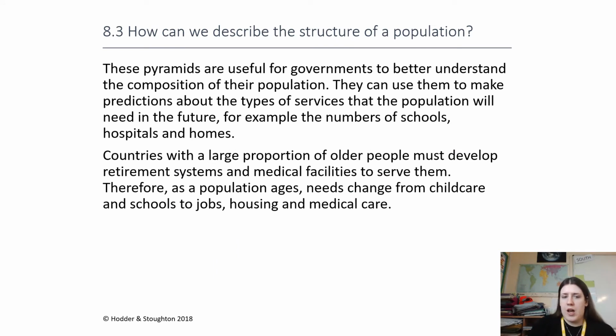So pause here to read this. Okay, so now you've read that, it's just giving you a bit of an idea. If you've got a large proportion of older people, it means you have to have more retirement homes, care homes, and medical facilities that can care for that. Also, if you have a younger population, you're probably going to need more schools, more daycare, childcare, things like that.